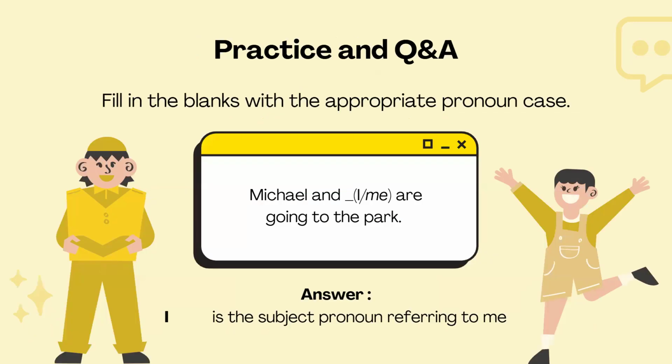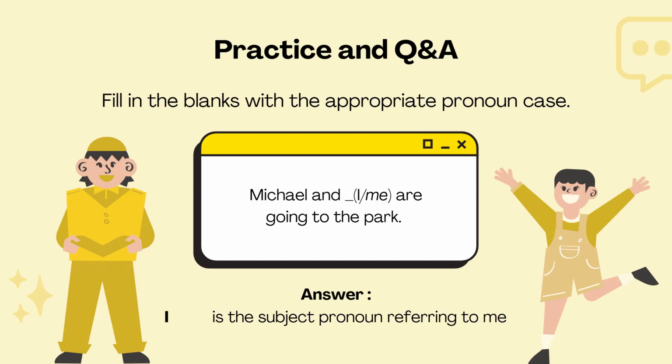So now let's have a quick practice session. Fill in the blank with the appropriate pronoun case. Michael and blank are going to the park. Of course, the answer is I, because you cannot use me here. And remember that, whenever you are using compound subjects with I, you should always put the other subjects first and I at the end, because we need to give importance to others, then come to us. It would sound more polite.